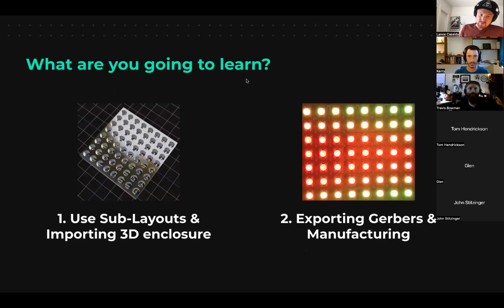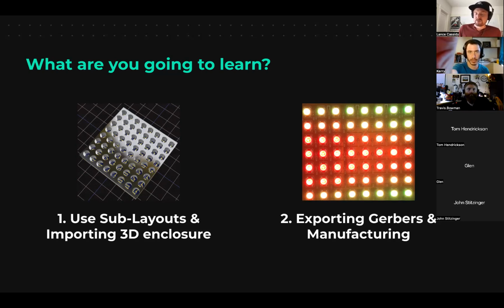So today we are going to use the sub layouts that we created during the last session to create a larger 8x8 matrix. And we're also going to show you how to import a 3D enclosure and just how to deal with 3D assets generally, which I think is pretty cool because I think it can tighten the iterative loop between electrical engineering and doing other PCB work and mechanical engineering, making sure that things fit and line up, working with mechanical engineers, whatnot. So that's cool.